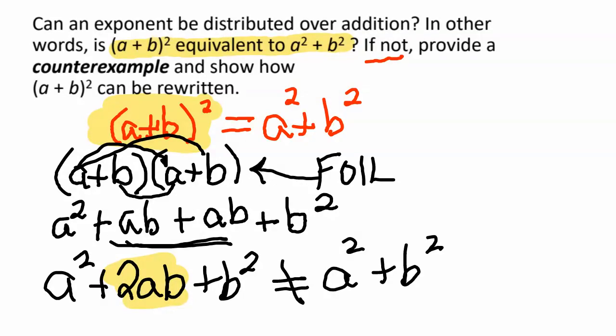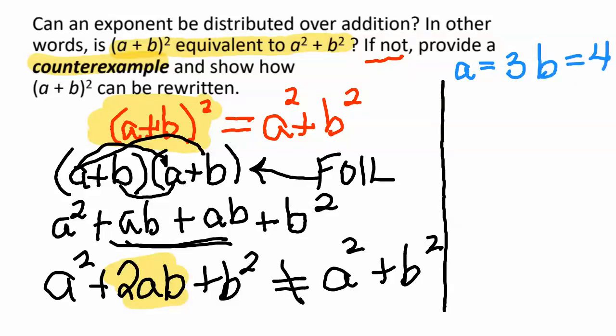Look at that term. Now, they're saying counterexample. Well, let's use numbers. If I say A is equal to 3 and B is equal to 4, notice what I'm going to do. 3 plus 4 squared. Does it equal 3 squared plus 4 squared?